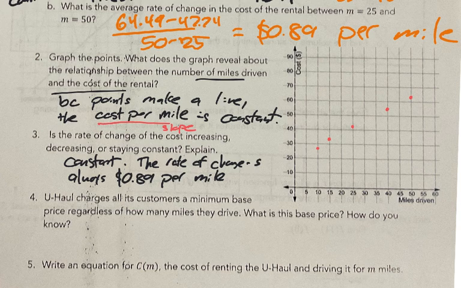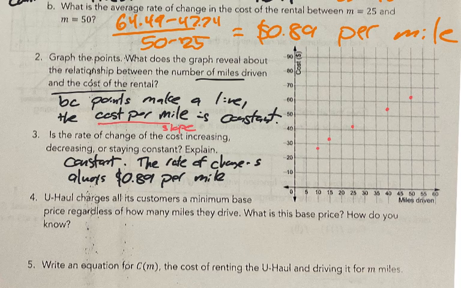4. U-Haul charges all of its customers a minimum base price, regardless of how many miles they drive. What is the base price? $2.89. Oh gosh, we're all over the board. What'd you say? $20. You said $19.99. Oh, yeah, that's right. What'd you say before? I said $8.99. Gotcha. Wait, what's right? I'm just asking. That's what I ask y'all.